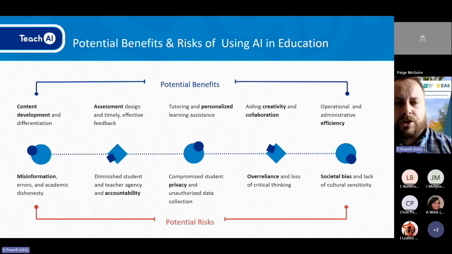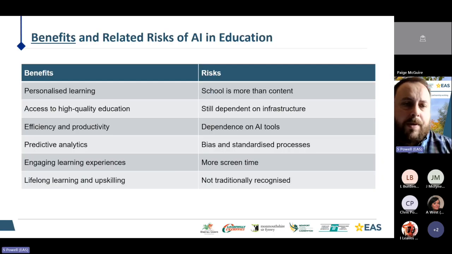So things like misinformation, something that we teach and should be teaching through our citizenship strands at the moment, less accountability, compromised privacy, over-reliance, which is what Alex said in the chat earlier. And there's also in some tools, societal bias and lack of cultural sensitivity. There's been a few articles out there about image generators that tend to produce images that have a societal bias as part of them as well. We highlighted some of the benefits and risks earlier, but you can see those there in the table.